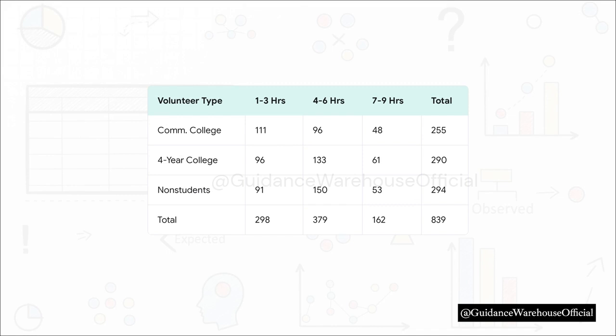Let's look at our main example for today. This is real data from a survey of 839 adult volunteers. Our first factor over on the left is their student status. Are they in community college, a four-year college, or are they non-students? The second factor across the top is how many hours they volunteer per week. These are our observed values. It's the raw, on-the-ground data we literally observed and tallied up. And our big question is, does the number of hours you volunteer depend on your student status?